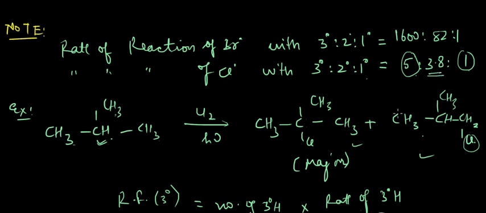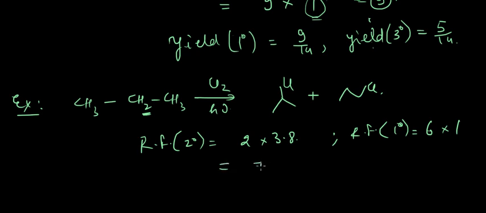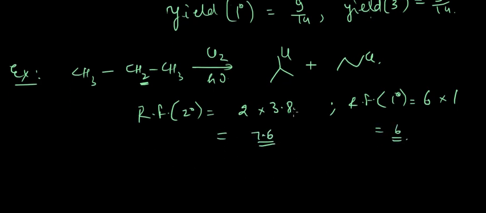So 2 multiplied by 3.8, whereas the rate factor for 1 degree hydrogen atoms would be, how many total 1 degree hydrogen atoms are there? 6, 3 plus 3, and the rate for 1 degree is 1. So in this case it would be 7.6 and this would be 6. So you can calculate the percentage yield of each product.